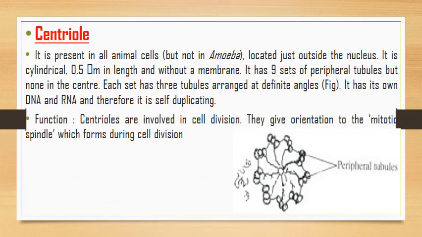Centriole, it is present in all animal cells but not in amoeba, located just outside the nucleus. It is cylindrical, 0.5 millimicron in length and without a membrane. It has 9 sets of peripheral tubules, but none in the center. Each set has 3 tubules arranged at definite angles. It has its own DNA and RNA, and therefore it is self-duplicating. Function: centrioles are involved in cell division. They give orientation to the mitotic spindles, which form during cell division.